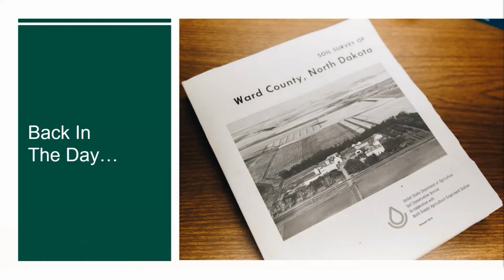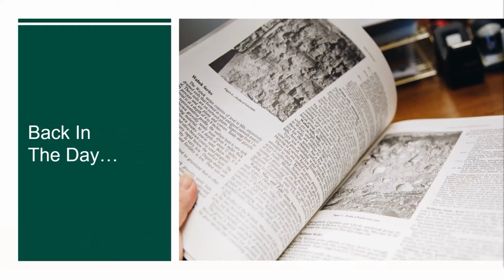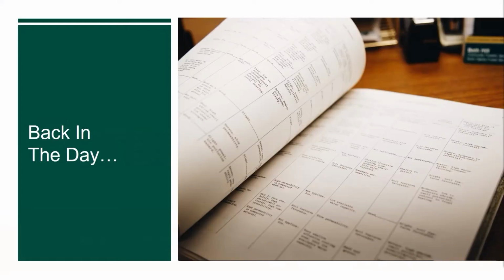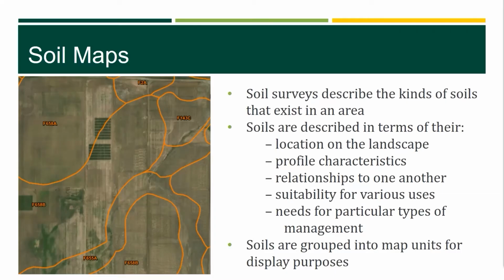I bet if you rummage through your local NRCS field office, you will probably find one of these bad boys. These soil surveys were thick paper books chock full of historic information, soil descriptions, lots and lots of maps, and interpretive tables that help you to best manage your soils on your land. Soil surveys describe the kind of soils that exist in an area. Soils are described in terms of things like location on the landscape, profile characteristics, relationships to one another, suitability for various uses, and/or needs for particular types of management.